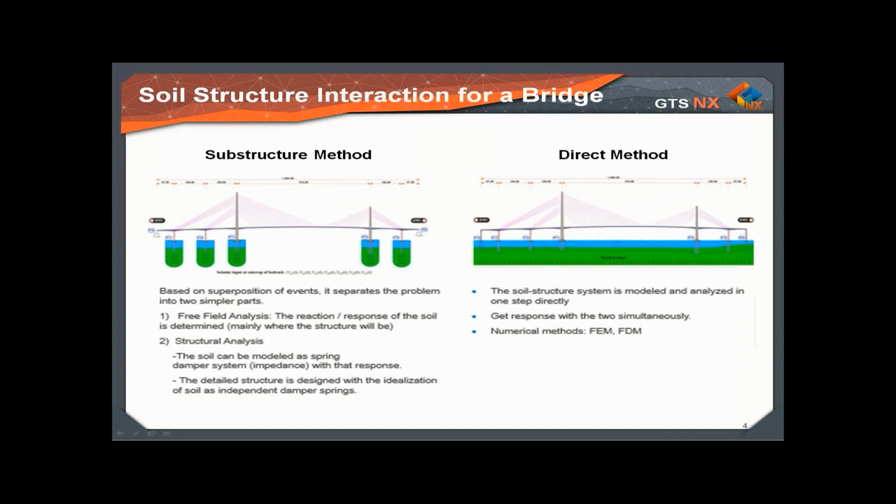Whereas in the direct method on your right hand side, the soil structure system is modeled and analyzed in a single step. The excitation movement of the free field is applied at the base and at the boundaries of the model, and the response of the interaction system is calculated from the equations of motion. This method requires a computational program that can treat soil and structure behavior with the same rigor. For this, a finite element or finite difference program is necessary.